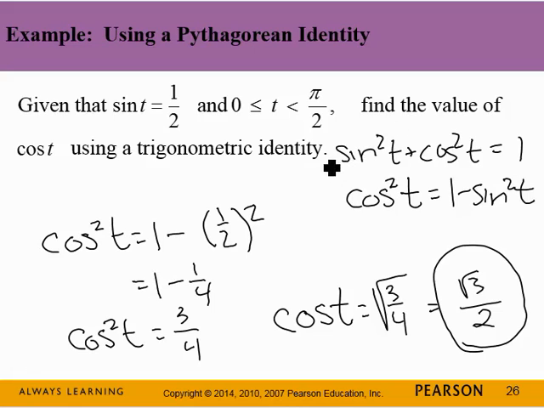So you take your original identity equation, solve for which piece you're missing, and then solve the equation all the way down. So cosine t is square root of 3 over 2.